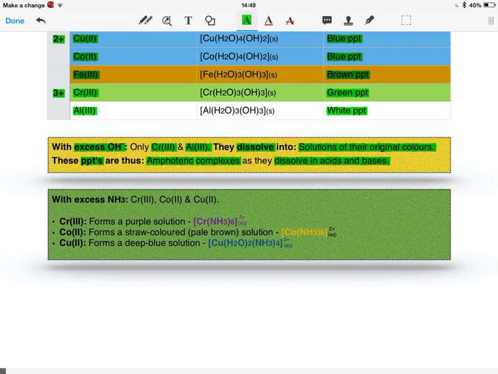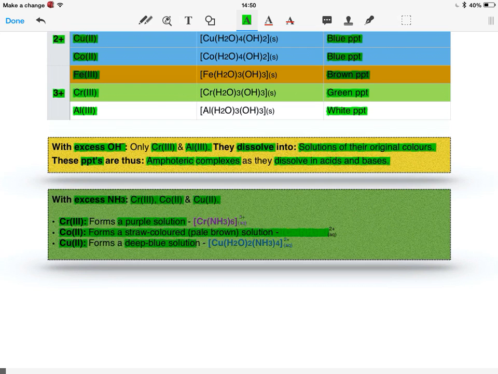Finally then, we've got the reactions with excess ammonia, and only chromium 3+, cobalt 2+, and copper 2+ react. So a way of remembering this is ammonia only reacts with the C's. So chromium 3+ will form a purple solution, cobalt 2+ will form a straw-coloured solution, and copper 2+ will form a deep blue solution. So that's obviously the dissolving of the precipitate into these solutions.